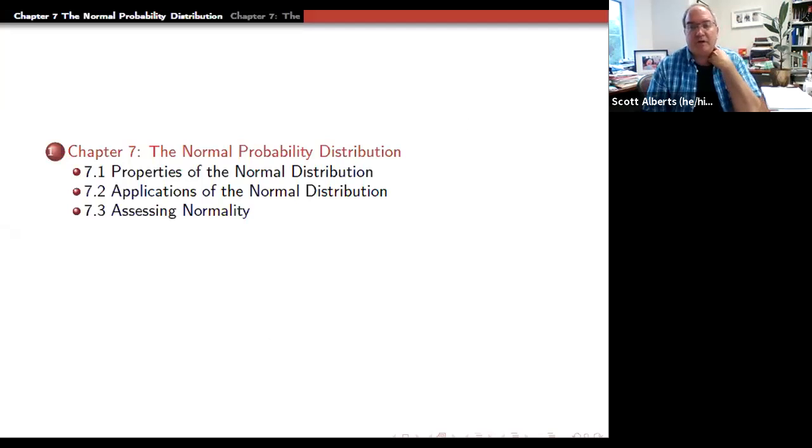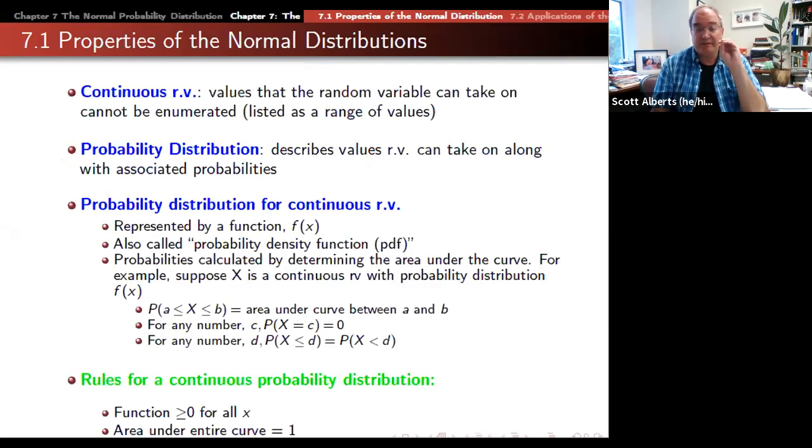Hey guys, this is chapter 7, and so let's get right to it. Okay, so chapter 7 has 4 sections. We're only going to talk about 3 of those sections here right now, and we'll get the 4th one coming into next week. Okay, so this is where we're going to actually talk about continuous distributions.